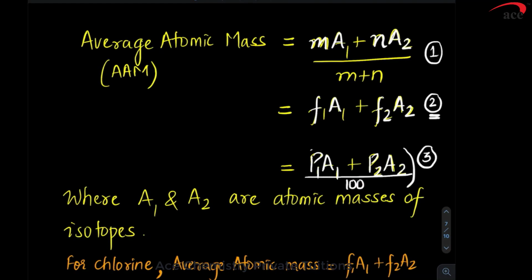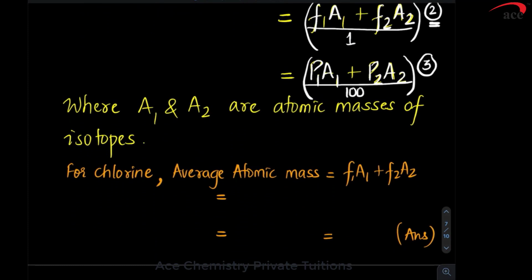Oh, there was an error. It should be divided by 100. It should be divided by 1 because F1 plus F2 is 1, but 1 you don't consider. So for chlorine, average atomic mass will be F1 A1 plus F2 A2.